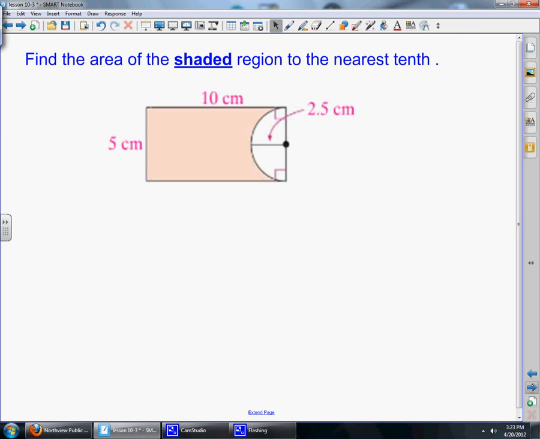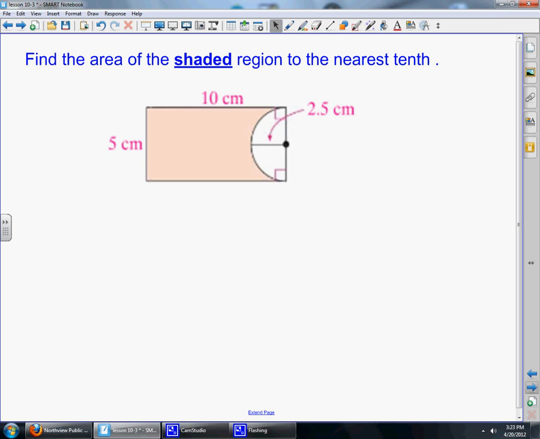I want you to try to find the area of the shaded region to the nearest tenth. So I will give you a minute to stop the video, and you can work on this problem, and then when you're finished, turn the video back on and we'll work on it together.